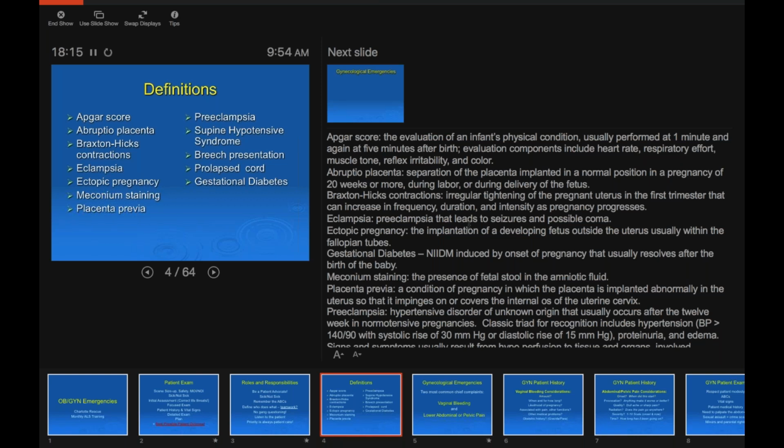All right, so let's go through some definitions. What's an APGAR score? Appearance, pulse, grimace, respiration. So what's the second A? Activity. What about abruptio placenta?